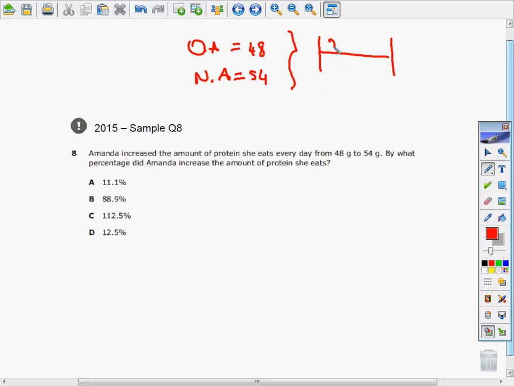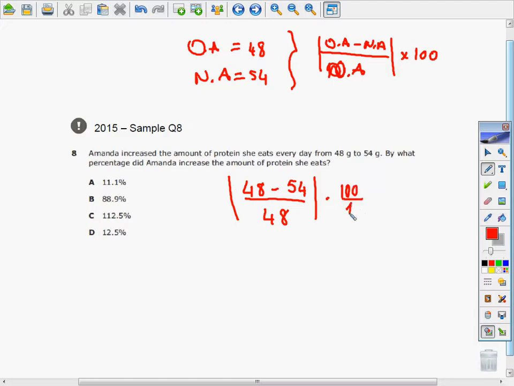So original amount minus new amount over original amount times 100. So let's place them in the formula. 48 minus 54 over 48 times 100 over 1. So let's calculate it. 48 minus 54, basically you consider the big number at the top and the small number at the bottom, like it is.